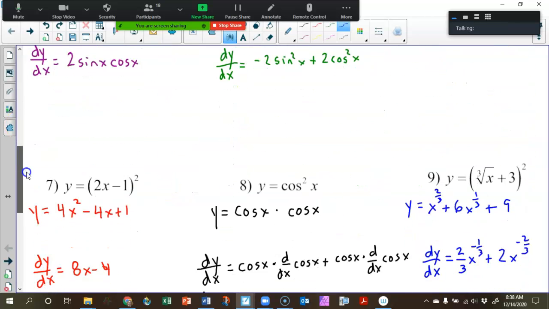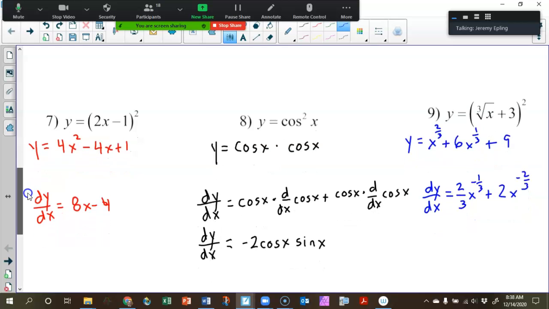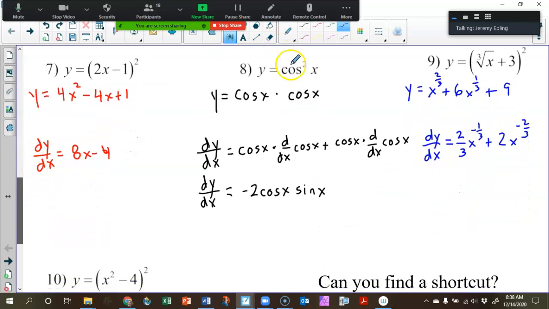All right. So similar things in 7, 8, 9, and 10. In 7, we can expand. In 8, we can write cosine squared as cosine times cosine and use our product rule. And then in number 9, you might find it helpful to write this as x to the 1/3 plus 3 quantity squared to help you with your expanding. So x to the 2/3 plus 6x to the 1/3 plus 9. And so our derivative is, again, just our power rule: 2/3 x to the negative 1/3 plus 2x to the negative 2/3. Now, questions in the derivative in 7, 8, or 9?